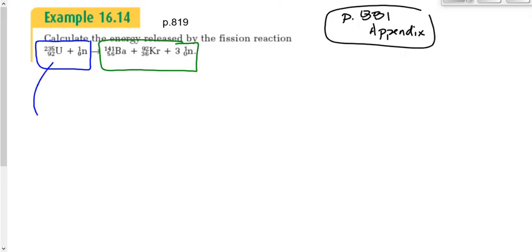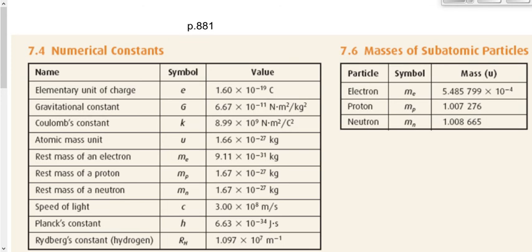Uranium-235, if you look back to that sheet, has a mass of 235.043930 atomic mass units. A neutron has a mass on that sheet, the previous page, of 1.008665 atomic mass units. Those aren't hard numbers to find. We just look at this table, read it straight off the table.